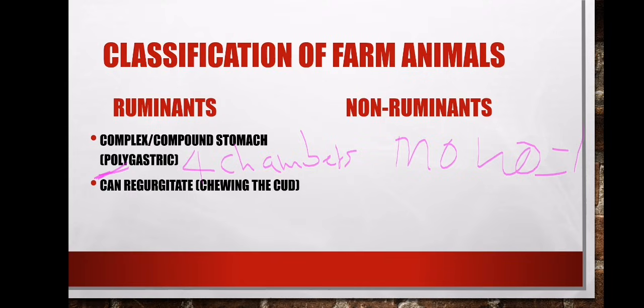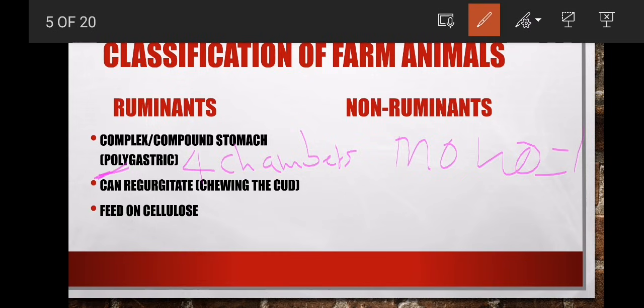The last difference I want you to note is that a ruminant animal can feed on cellulose. If we say a ruminant animal can feed on cellulose, one can say a ruminant animal can feed on grass, on hay, or on crude fiber. So a ruminant animal is an animal that can eat grass.